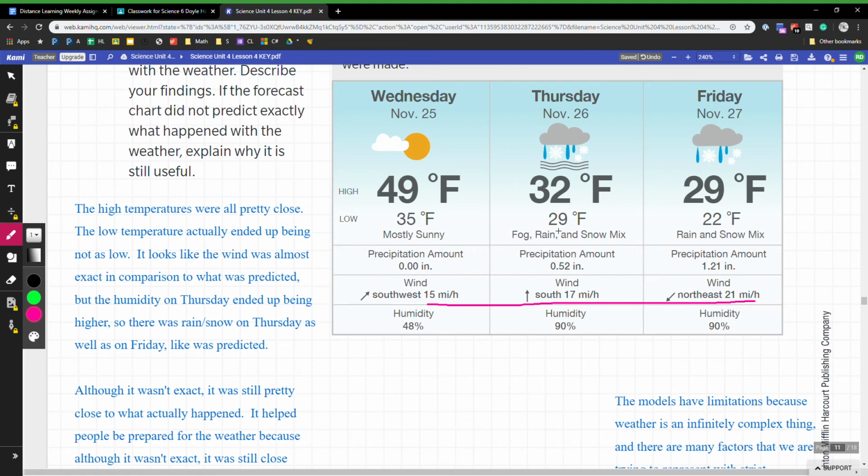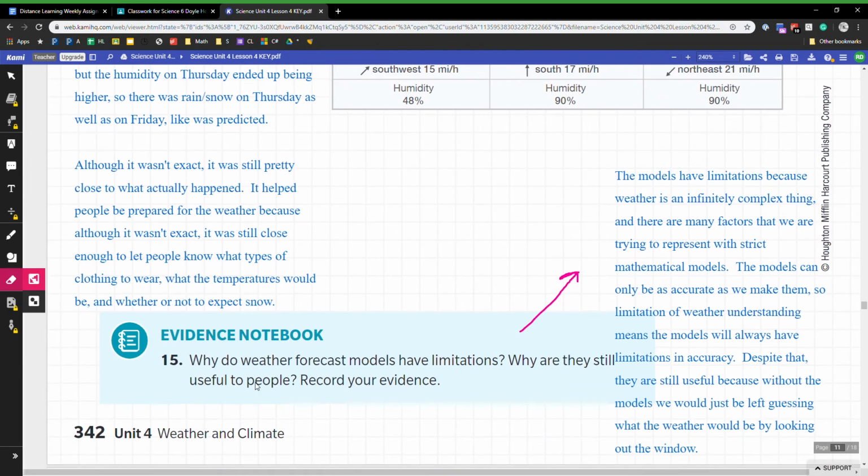You still know, even though the low was 22, not 18, I mean, that's pretty close as far as we can feel ourselves. So we would still be dressing the same, right? If we were prepared for snow and rain on Friday, then you'd probably also be prepared for it on Thursday. You wouldn't be caught off guard if it started earlier on Thursday. So, these types of predictions can still be useful to people, even though they're not 100%. And why do weather forecasts have limitations? And so this is just reiterating, talking about again how forecasts are predictions.